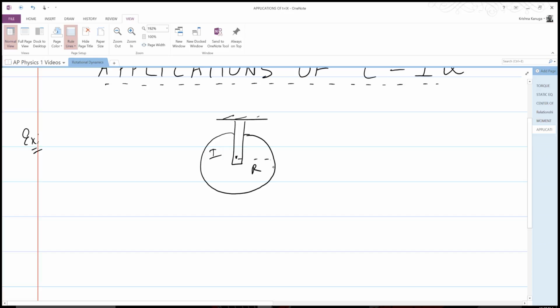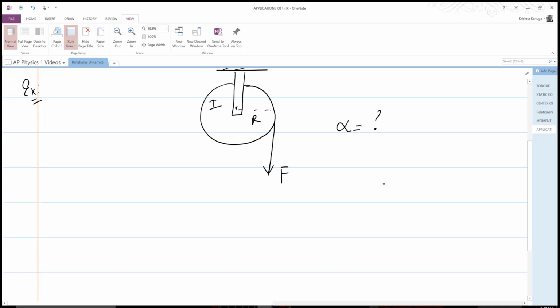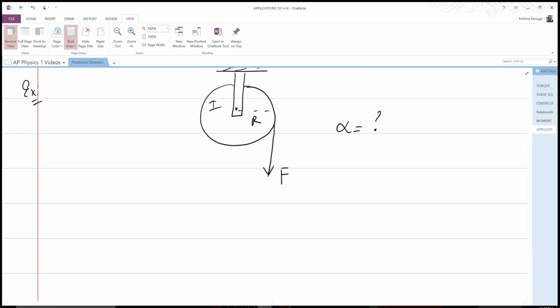Let us say that we wrap a string around this object and we pull onto the string with some force F. Our question is, what is the angular acceleration of the pulley as it's being pulled? We're going to assume that the string does not slip on the pulley. It's basically going to cause the pulley to rotate. So here we're very simply going to use tau equals I alpha.